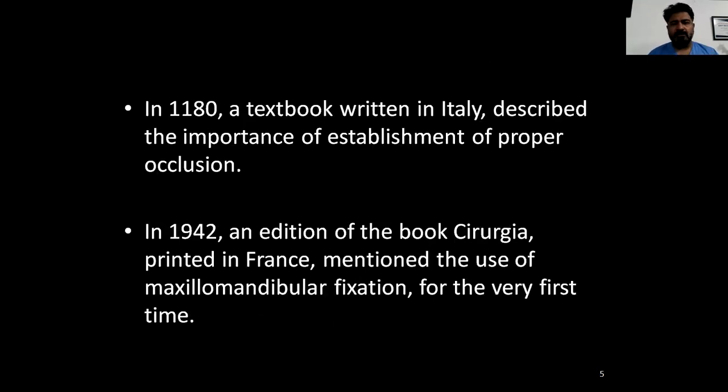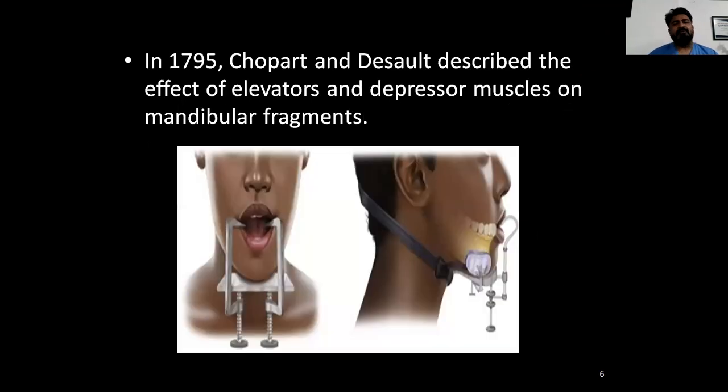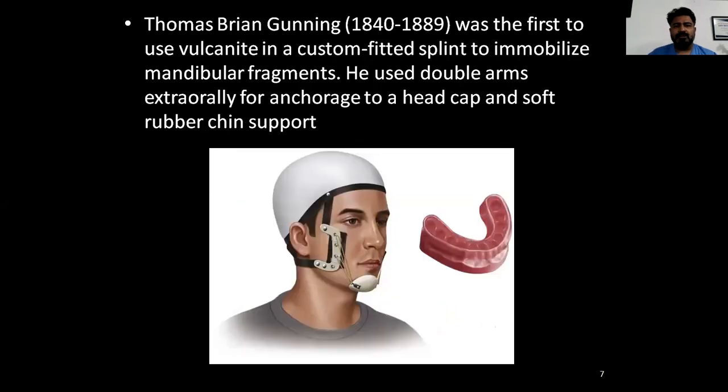In 1180, a textbook was written in Italy describing the importance of establishing proper occlusion. And in 1492, an edition of a book printed in France mentioned the use of maxillomandibular fixation for the very first time. In 1795, Desault described the effect of the elevator and depressor muscles on the mandibular fragments. Thomas Bernard Gunning, of the Gunning splint, was the first to use a vulcanite fitting splint to immobilize the fractured mandibular fragments.